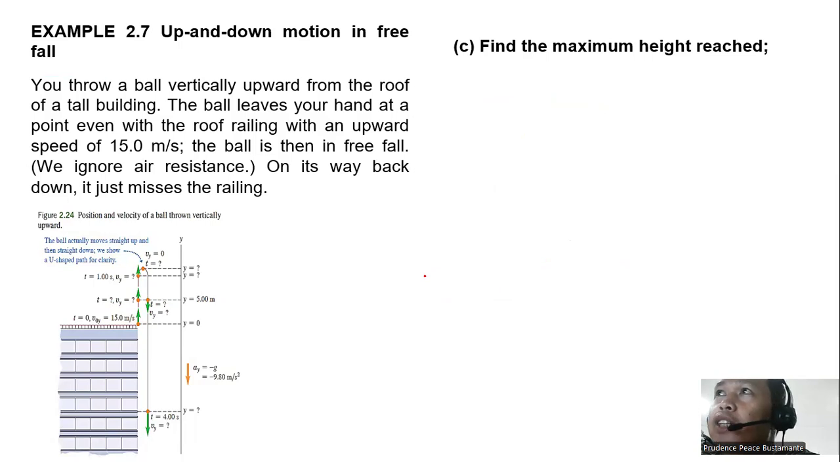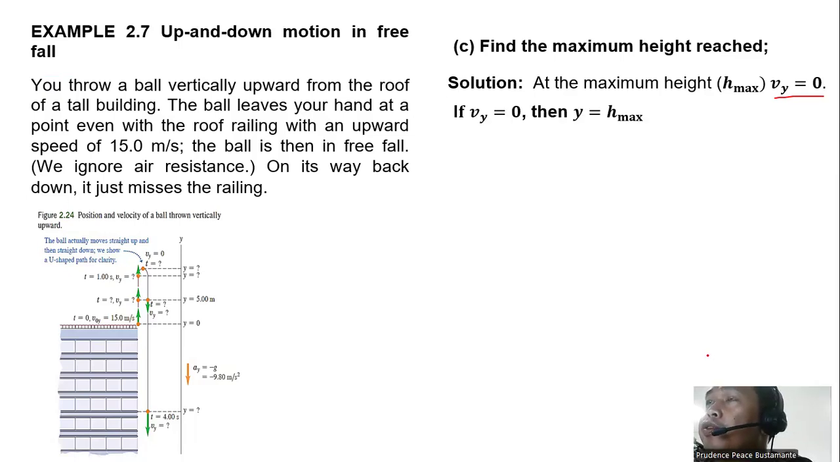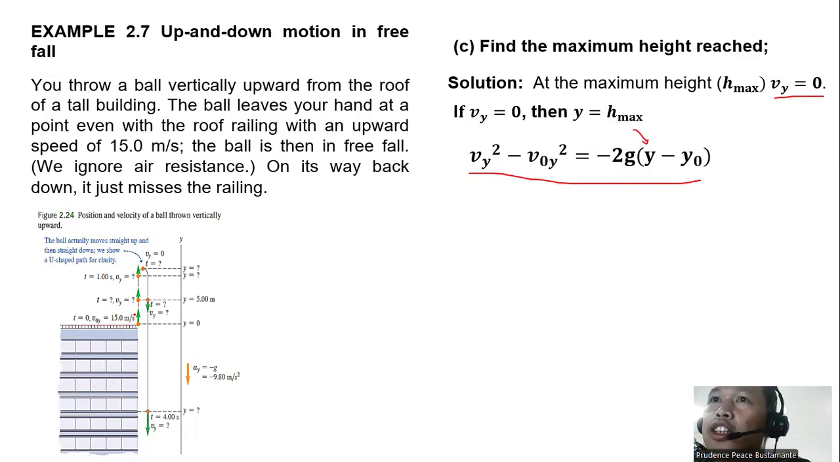So find the maximum height reached. Okay, what is the clue here? Remember, when you are at the maximum height, your velocity is 0. That's the clue. If your v sub y is equal to 0, then if you look at this formula here, equation 3 in the kinematics equations, your y will become the maximum height. So meaning if your velocity is 0, your y is the maximum height, h max.